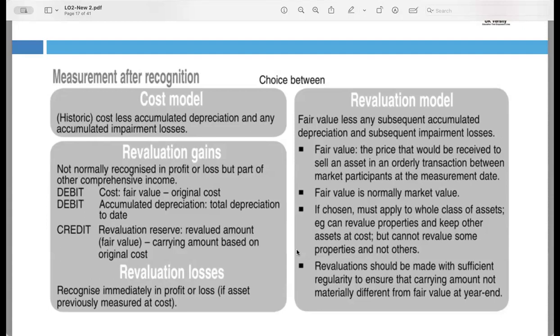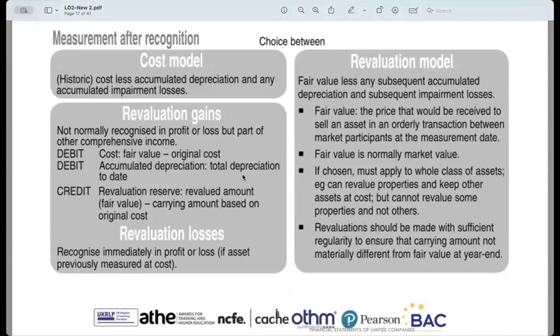Revaluation gains and losses. Gains are not typically recognized in profit or loss, but they are included in other comprehensive income and accumulated in the revaluation reserve within equity. The gain is recorded as the difference between the revalued amount and the original carrying amount. Revaluation losses are recognized immediately in profit or loss if the asset was previously measured at cost. This reflects a decrease in the asset's value that impacts the company's financial performance.